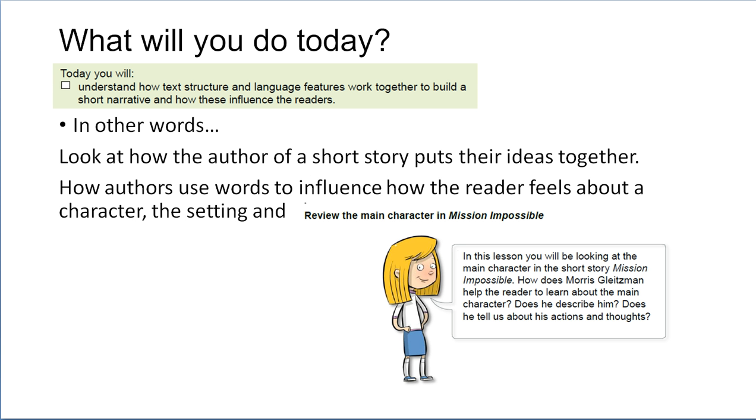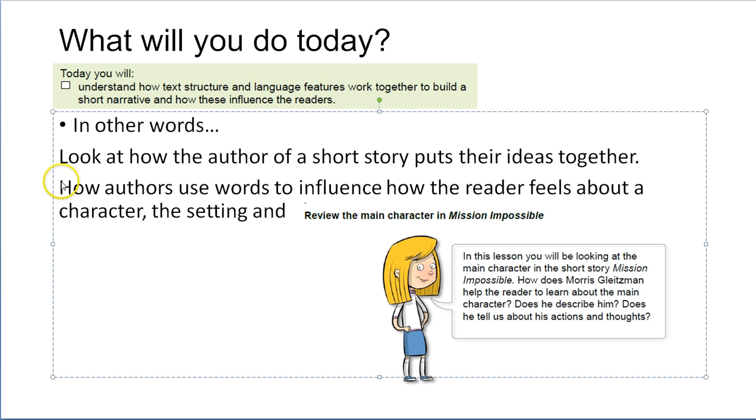So what are you going to do today? We look up here and in your unit it says understand how text structure and language features work together to build a short narrative and how they influence the readers. In other words, we're going to look at two things. First, how the author of a short story puts their ideas together, that's the text structure. So how they choose what goes into different parts of the story, and even right down to sentence types, that's involved with sentence structure.